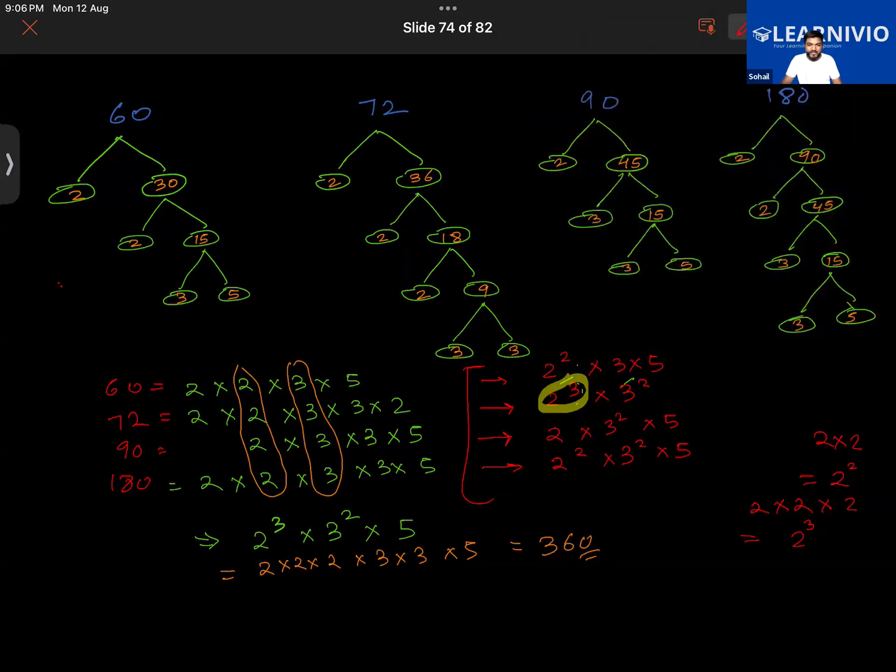Quite lengthy, but this is how it is done using the prime factorization method. Have you guys understood this? How it has been done? Both of you? Yes.